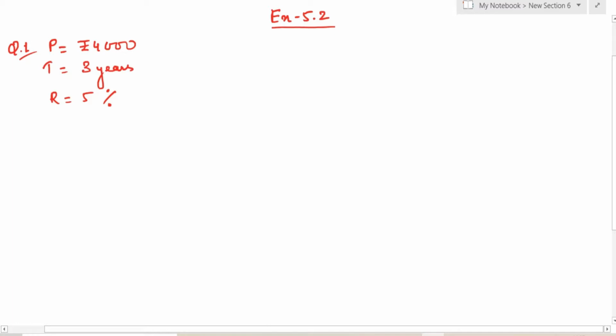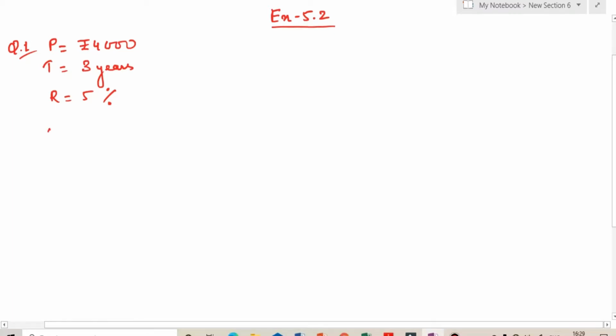Question number 1: principal is given to you as 4000, time is 3 years, and rate is 5%. Here we need to find the amount. You know the formula of amount? The formula of amount is principal into (1 plus rate by 100) whole to the power n.